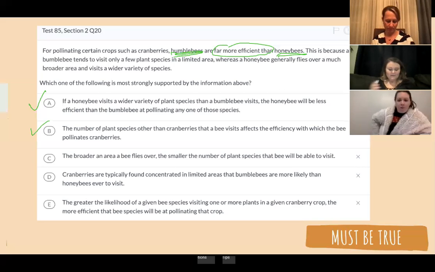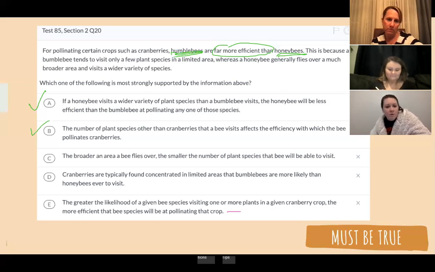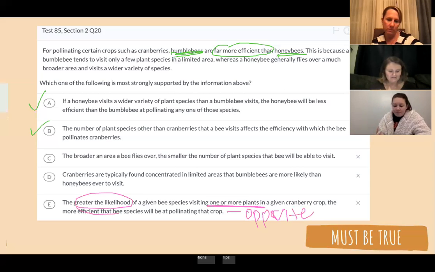Let's start with E. The greater the likelihood of a given bee species visiting one or more plants in a given cranberry crop, the more efficient the bee species will be at pollinating that crop. What do you think about this one, Janati? This isn't really supported by what's in the stimulus. This is irrelevant. Yeah, this is almost the opposite, right? It's saying the greater the likelihood that it visits one or more plants, but we're trying to say that the fewer plants you visit, the more efficient you are.